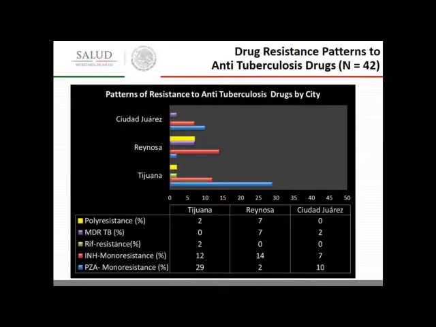Tijuana had the only patient with rifampin monoresistant disease. HIV testing or documentation of HIV infection status was not done as part of the study. 4 patients with MDR-TB were residents of Reynosa and Ciudad Juárez. Tijuana had 12 cases with monoresistance to PZA, compared to 4 cases in Ciudad Juárez and 1 case in Reynosa. INH resistance was similar in all 3 cities.